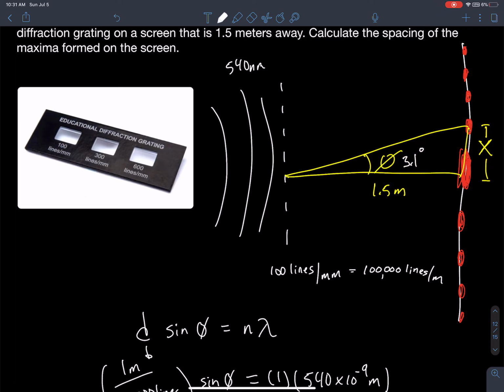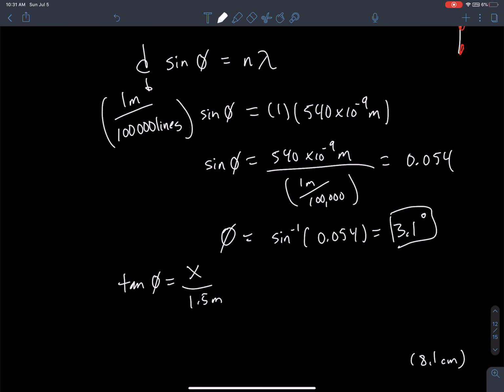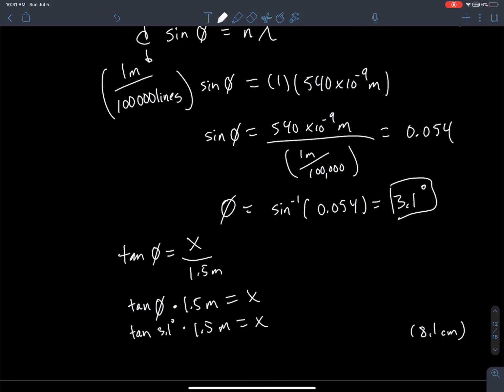Now using trigonometry, this is opposite, that's my adjacent, I can use tangent. So tan theta is equal to x over 1.5 meters. So x is going to be equal to tan theta times 1.5 meters. So tan of 3.1 degrees times 1.5 meters is equal to x. And as you can see, I have the answer written here. x is going to be equal to 0.081 meters, which is 8.1 centimeters.